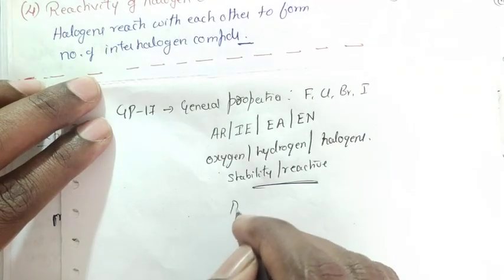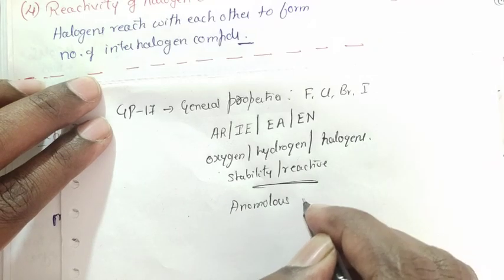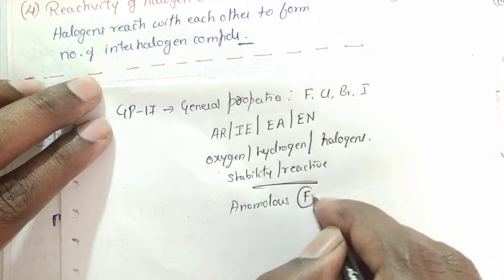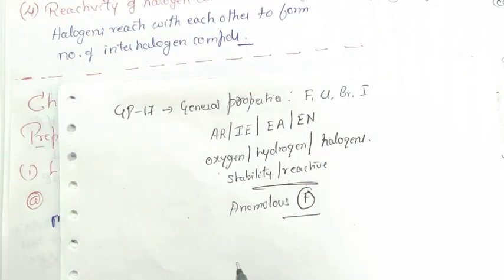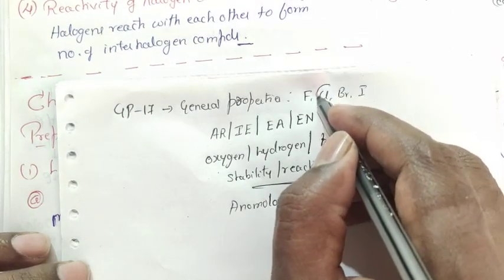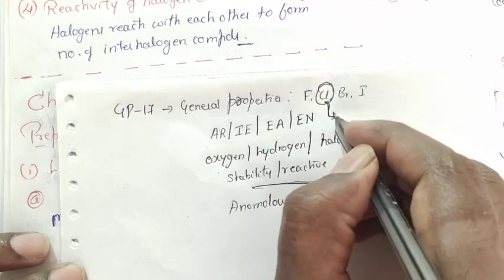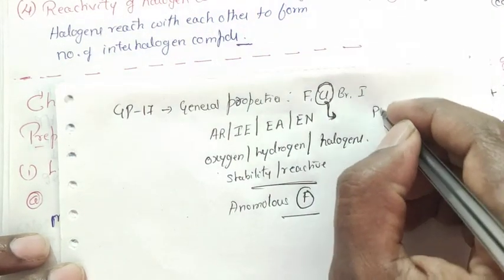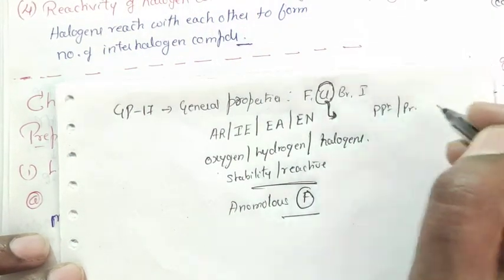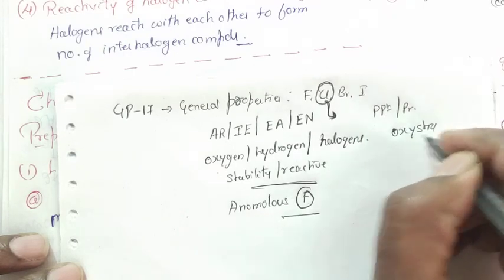And I also taught the anomalous behavior of fluorine, and we stopped the class. Today we need to move further. Today I am going to discuss the preparation and properties of chlorine. In this class we are going to deal with preparation and properties of chlorine, first, followed by structures of oxo acids.